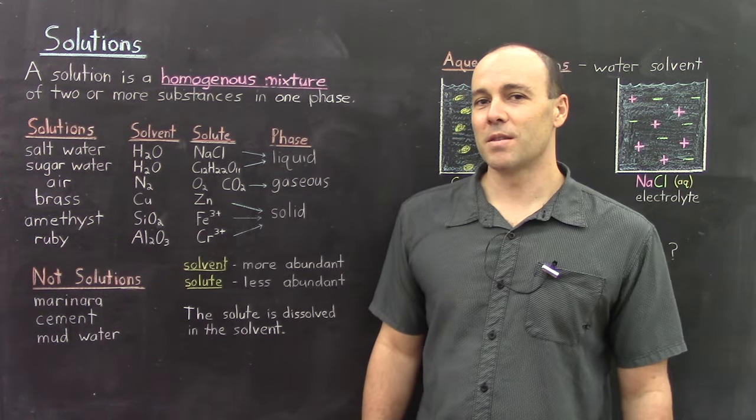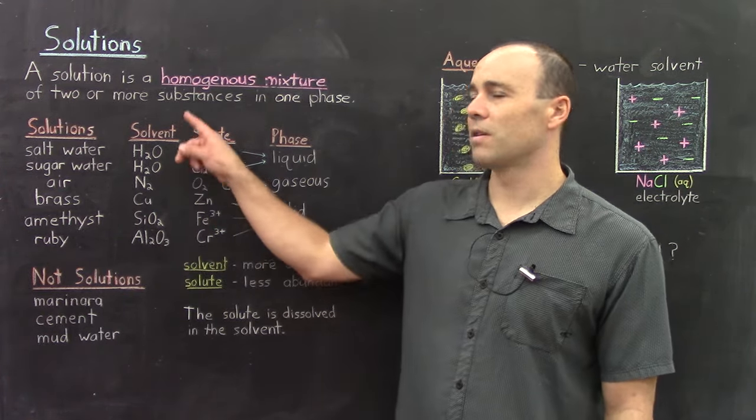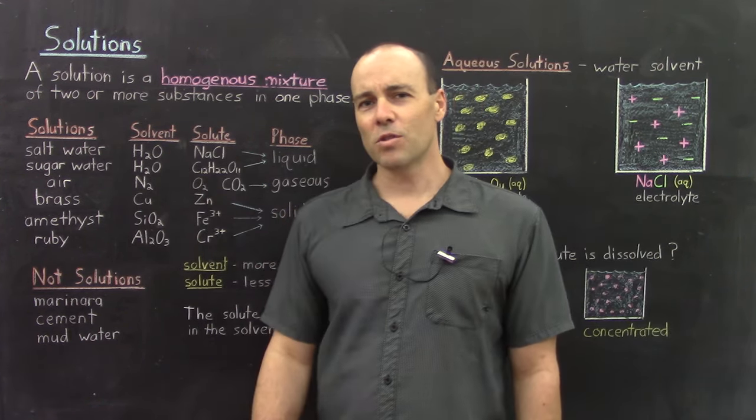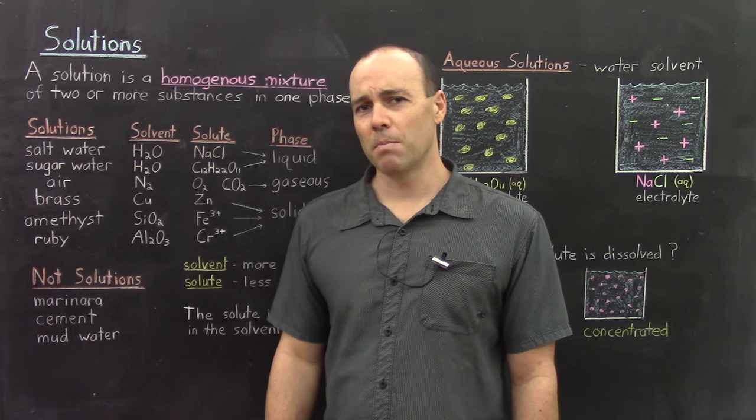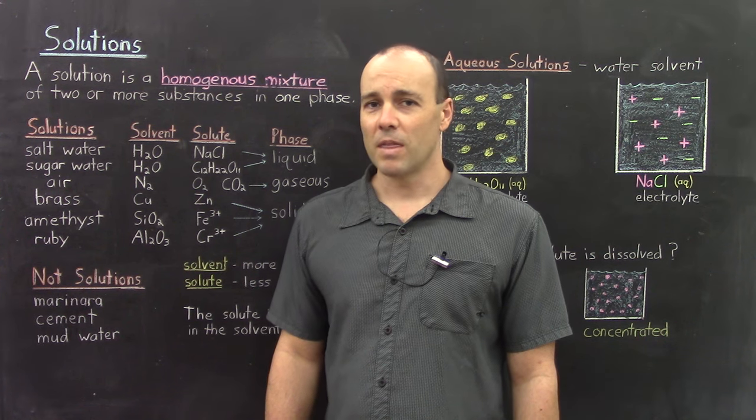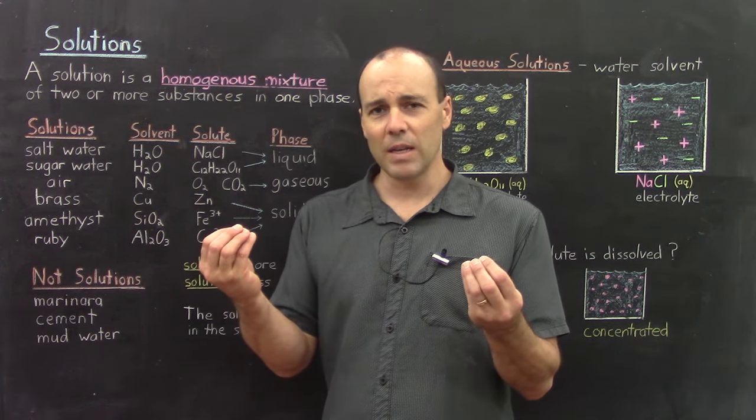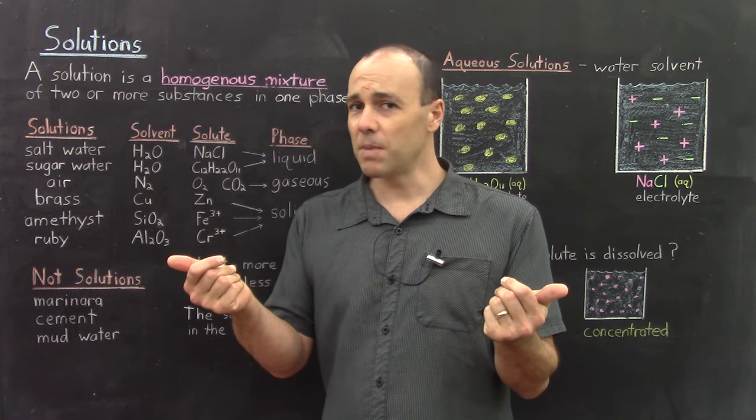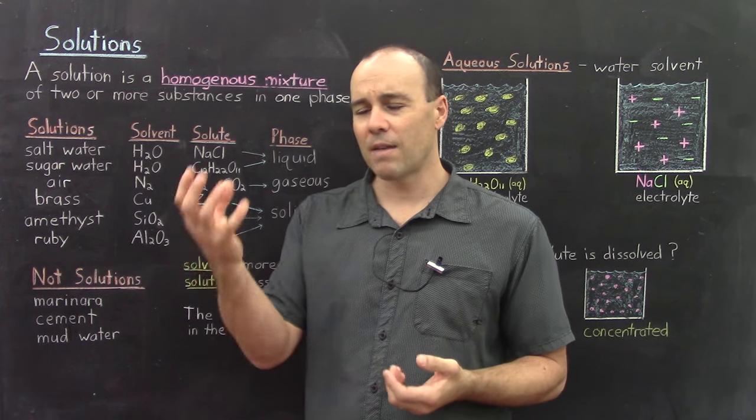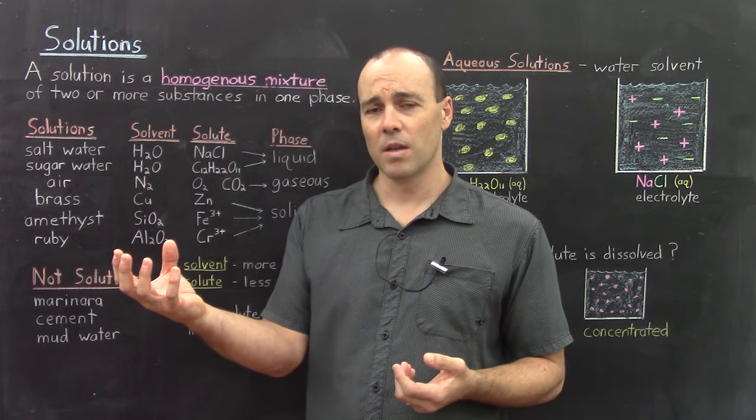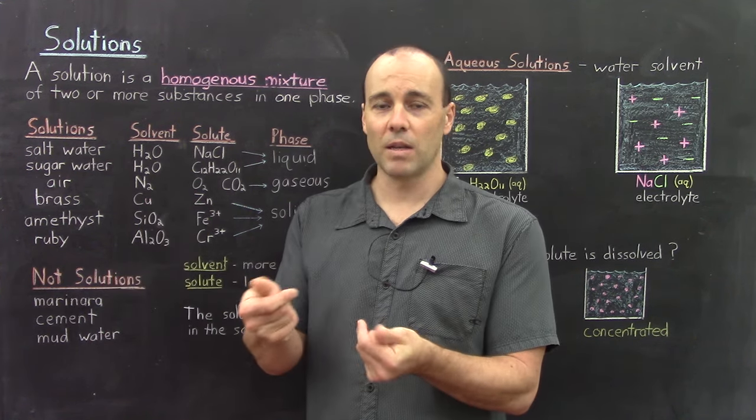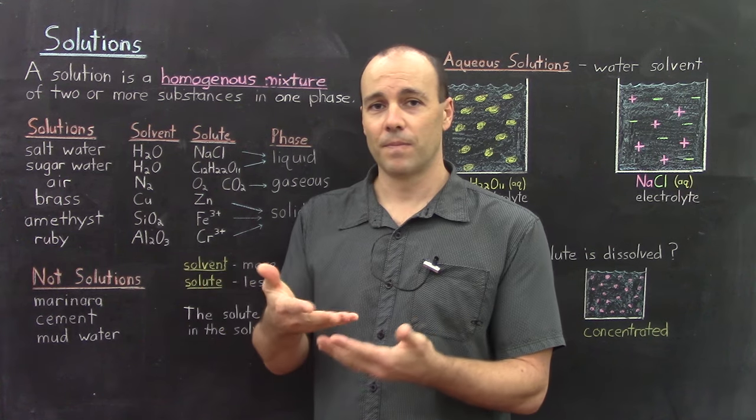A solution is defined as a homogeneous mixture of two or more substances in one phase. A mixture is a solution when the components of the mixture are mixed together in a homogeneous fashion. That means all of the components have been completely broken apart into their smallest pieces and have been thoroughly mixed together. You cannot have a large clump of one component that has not been broken apart yet. All of the components need to be completely broken apart and mixed.